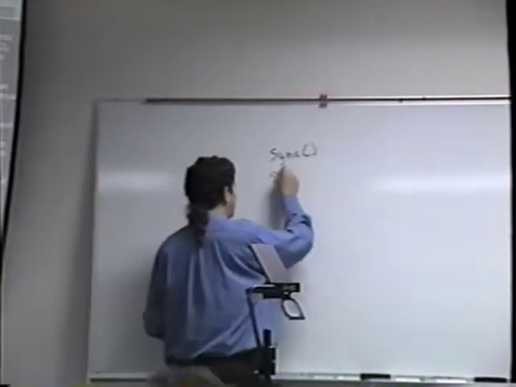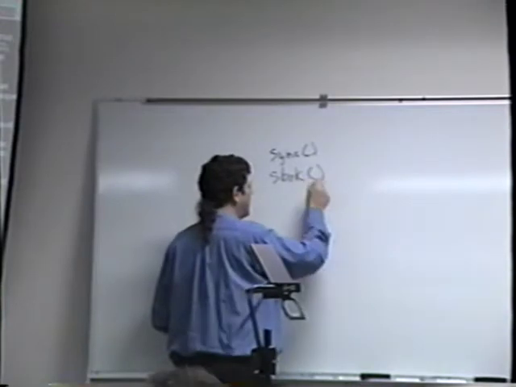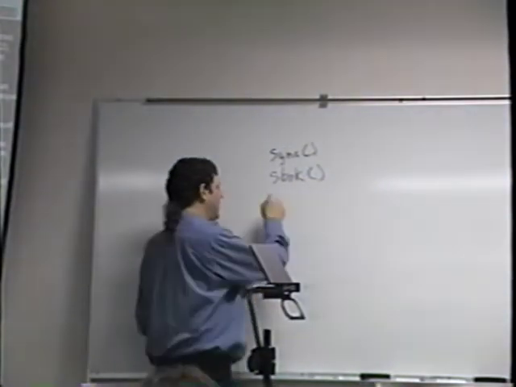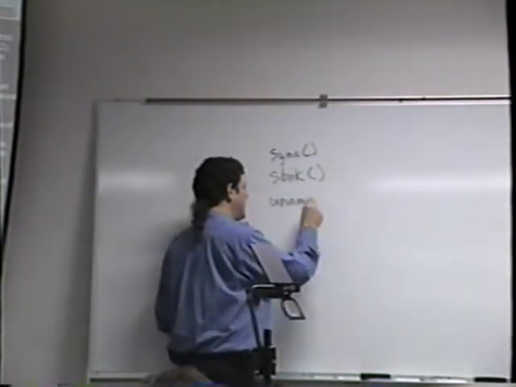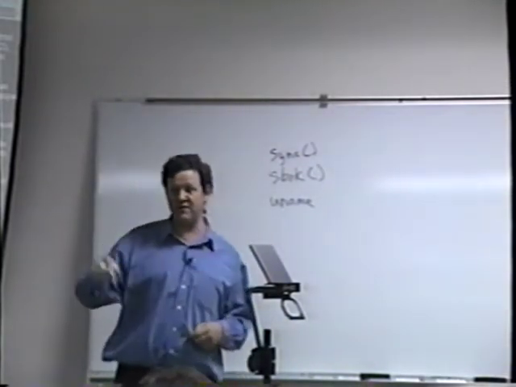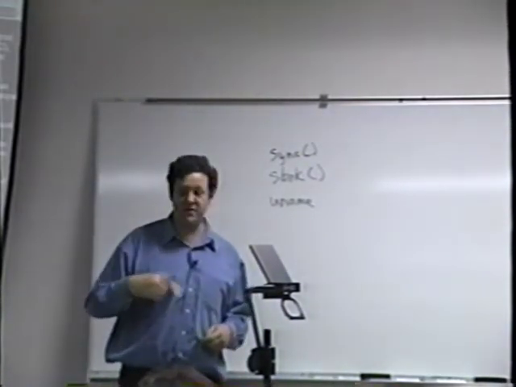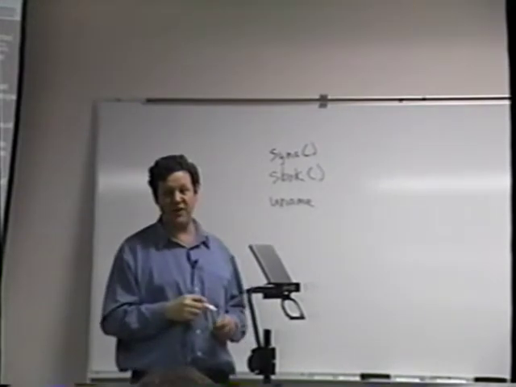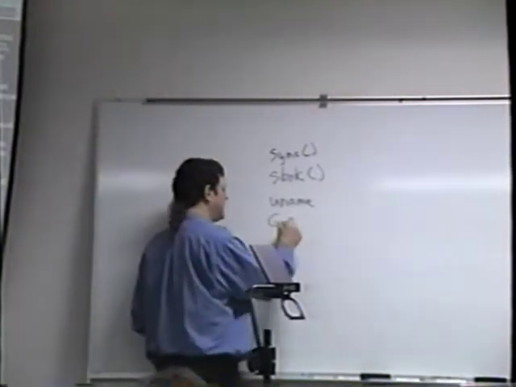Another bad system call, sbreak, asking for memory. Other bad ones, things like uname. Ran an application that was doing uname 10 times a second. System name doesn't change that often. There are better ways of doing that. Get time of day.